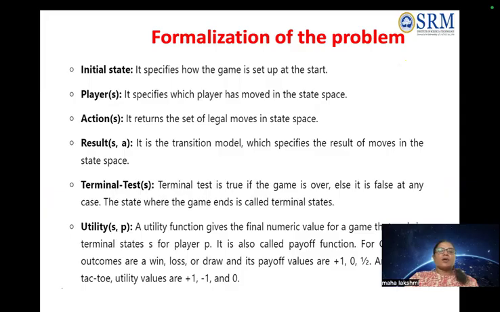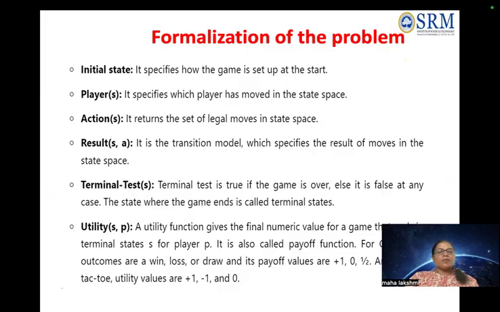It specifies how the game is set up at the start. Players specifies which player has the move in the state space. Actions returns the set of legal moves in the state space. Result, referred to as S, A, is a transition model which specifies the result of the moves in the state space. Terminal test is true if the game is over, else it is false. The states where the game ends are called terminal states.